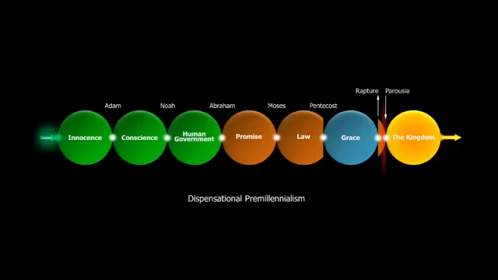And then we move on to the next two dispensations there that are in a brown color. Now, in these dispensations, God was dealing with Israel, so they're represented as brown. And the first one, the dispensation of promise, that extends from Abraham to the time of Moses.